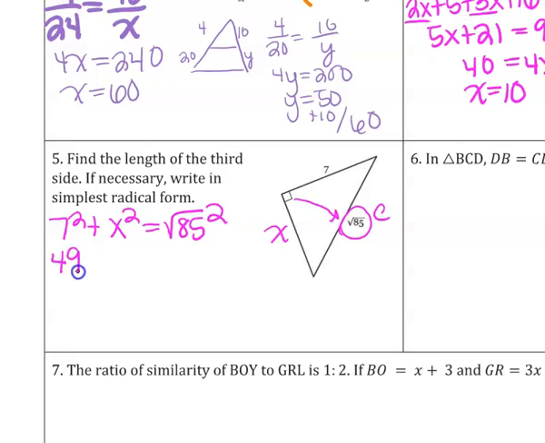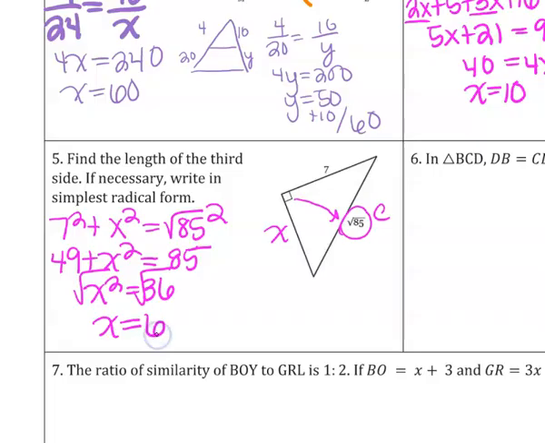So 49 plus x squared equals, well, anytime I have a square root times itself, I'll just get the radicand back, so this just gives me 85. Now you could always type that in your calculator, but you will get 85. Subtract the 49, get 36. This works out nicely. So if I take the square root, x is equal to 6.